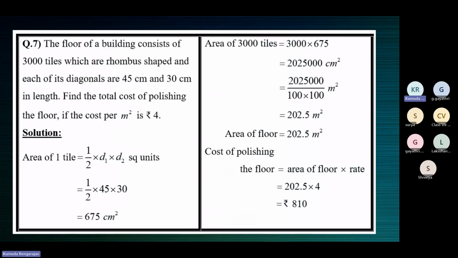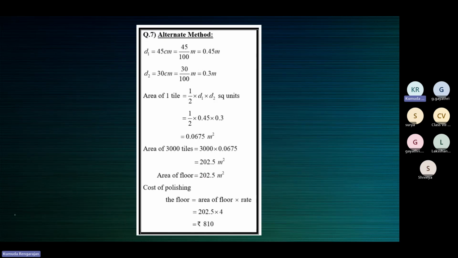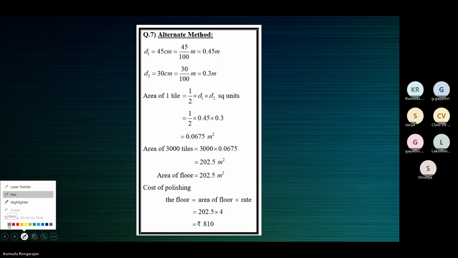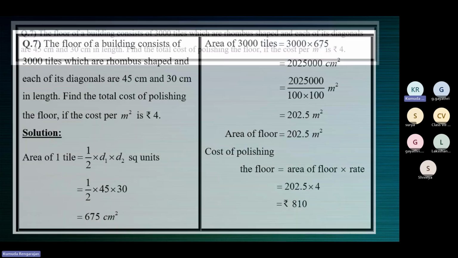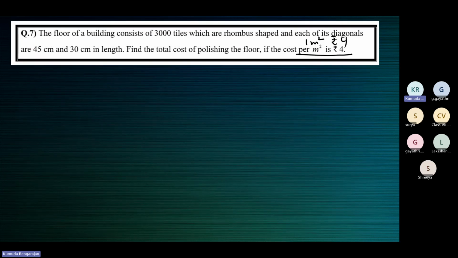So here I've given an alternate method. You can just understand this. See here in this alternate method, D1, the diagonal, is given as 45 centimeters, right? So you can convert it to meters because you want to find the area in meter square. Why do you want to find the area in meter square? Because they've given 1 meter square is rupees 4. The rate is given per meter square. For 1 meter square, it is 4 rupees. So you want to find the area in meter square.